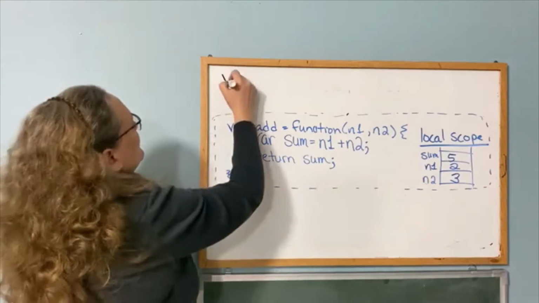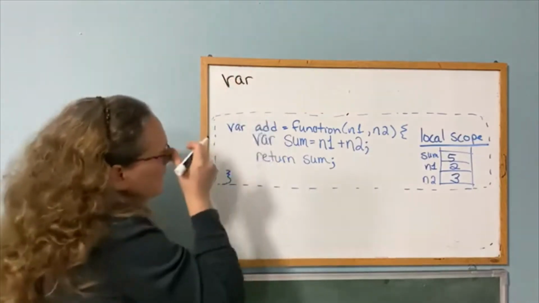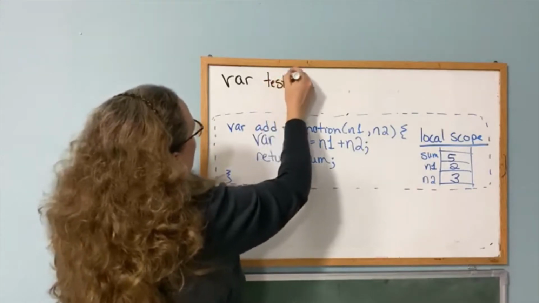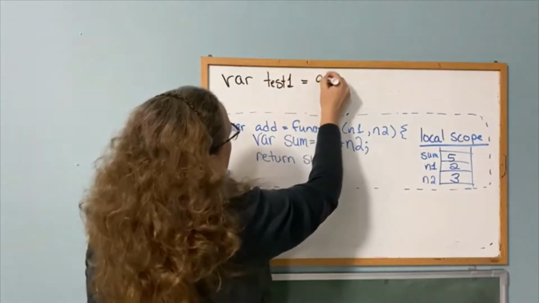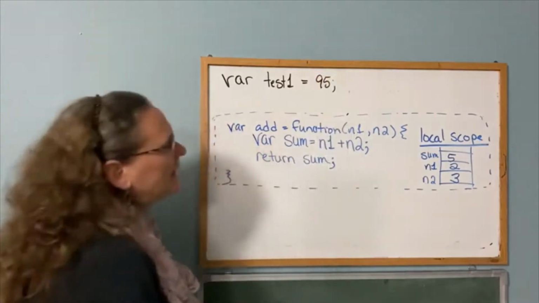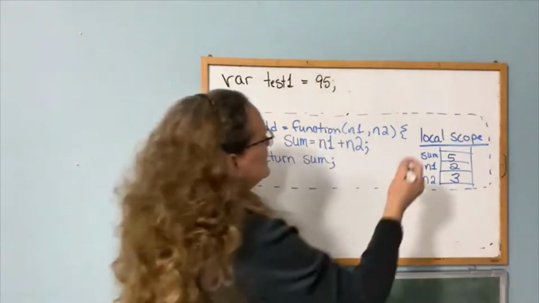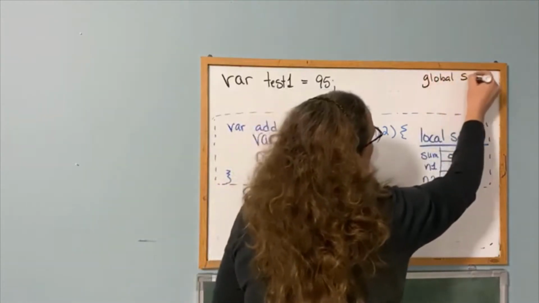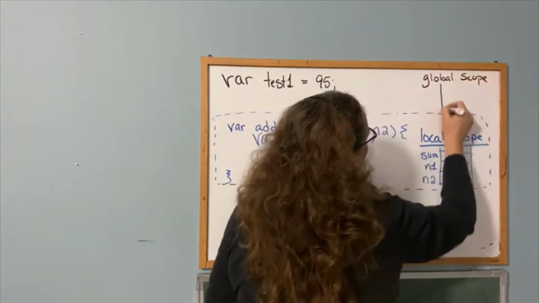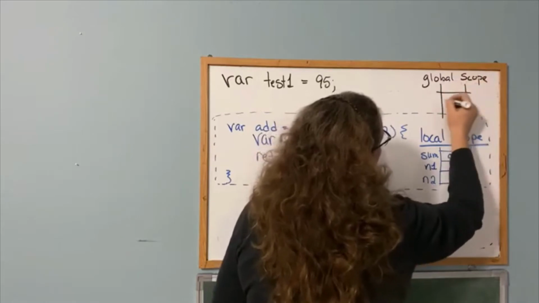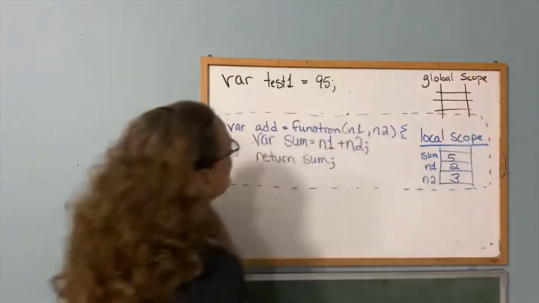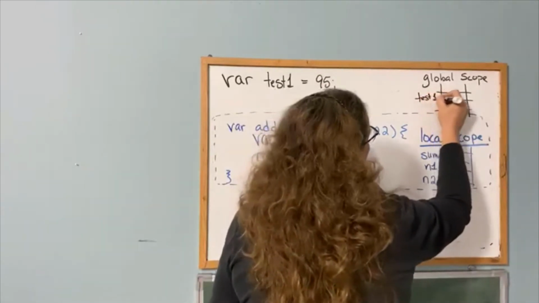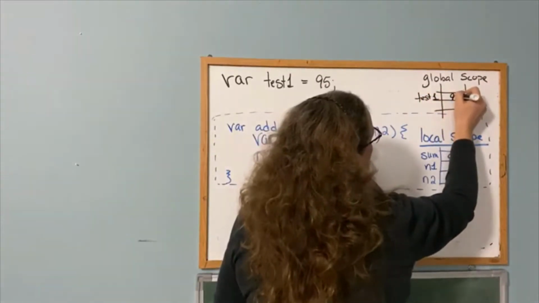So if we have a variable and we call it test1, and we can assign that a value of 95, that test1 is going to be in something that's called our global scope memory. Okay, so we have test1, and it's holding that 95.